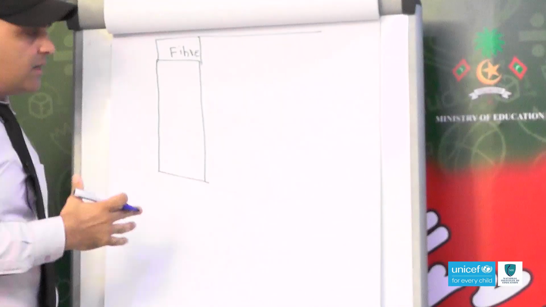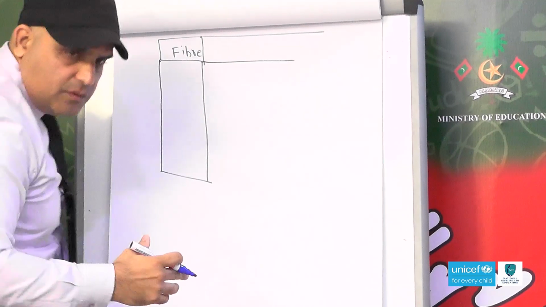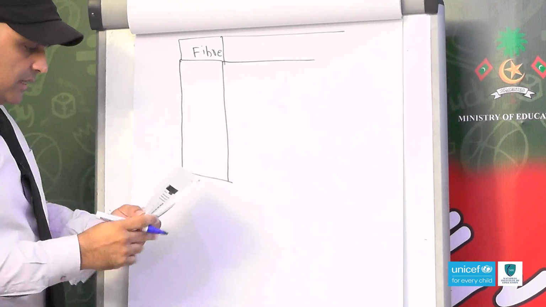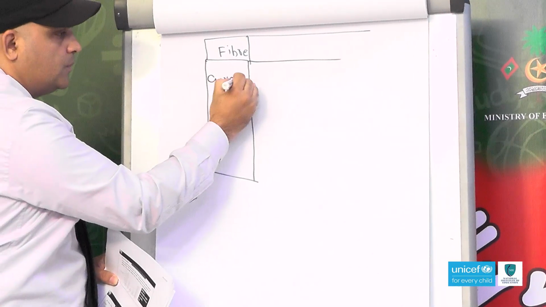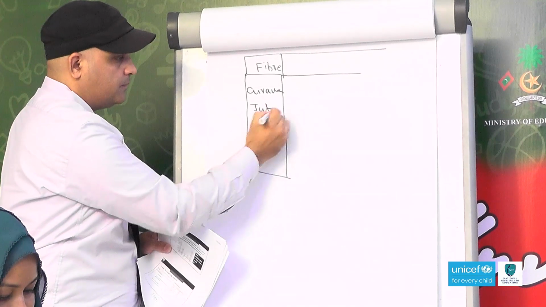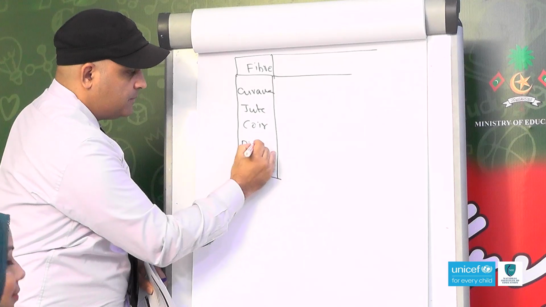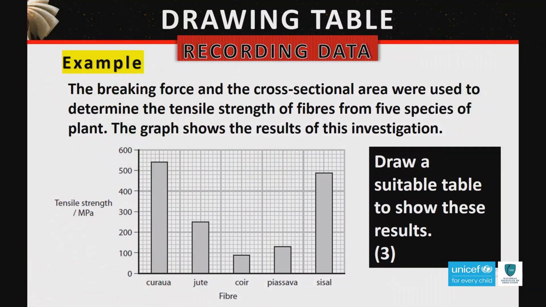Should I put units there? There are no units for type of fiber. So again, what are the fibers that we have? So we have fibers like curaua, then you have jute, you have coir, then you have piassava, sisal. All the independent variables, okay? So this is your first column, which is your independent variable.